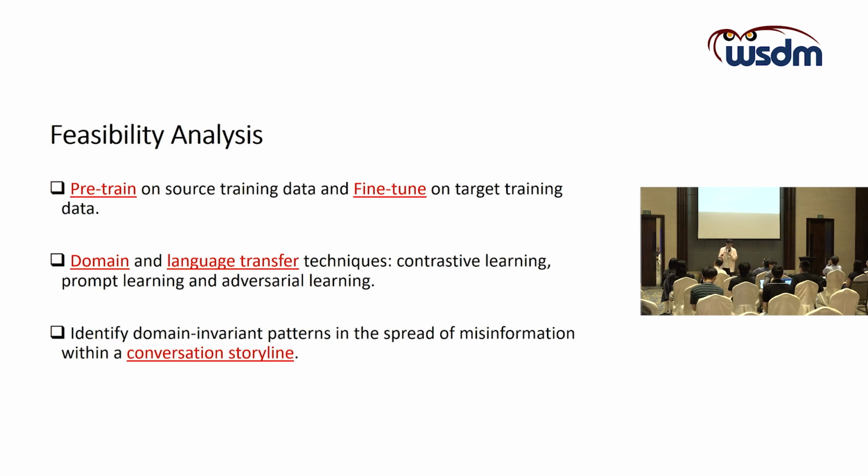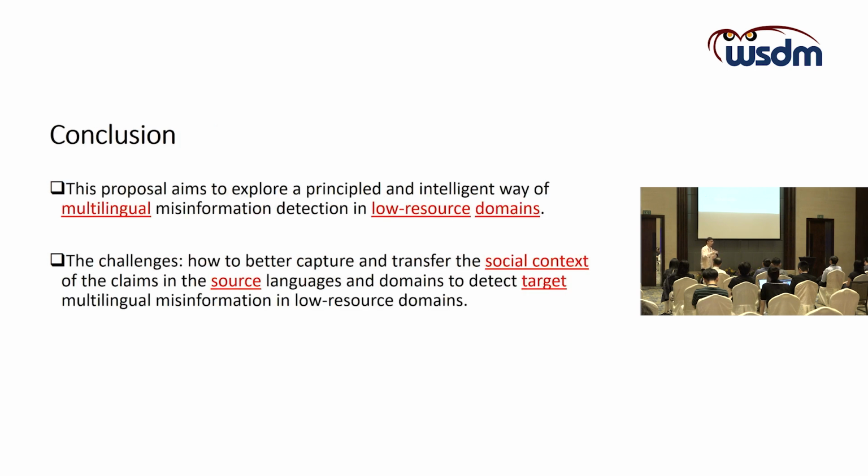One feasible solution for this proposal is to pre-train a structure-based network on source training data and fine-tune it on the target training data. And another potential solution is the use of contrastive learning, prompt learning, and adversarial learning on top of multilingual pre-trained language models for the domain and language transfer. And finally, it may be useful to consider incorporating user feedback into the detection process, which could involve checking how misinformation spreads through a conversation or across social media platforms.